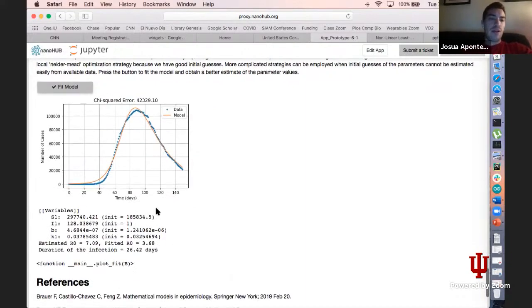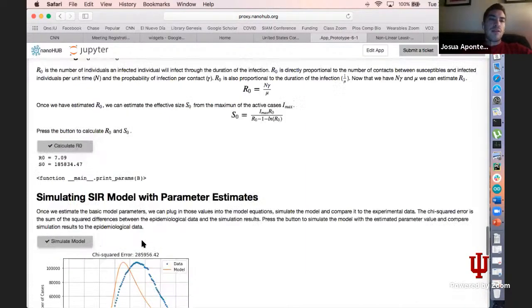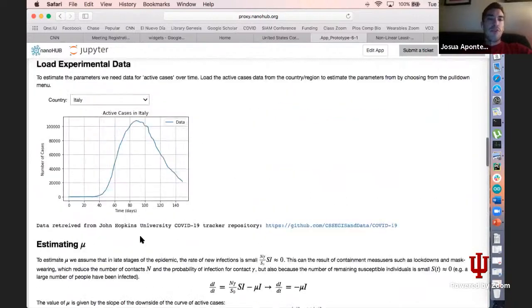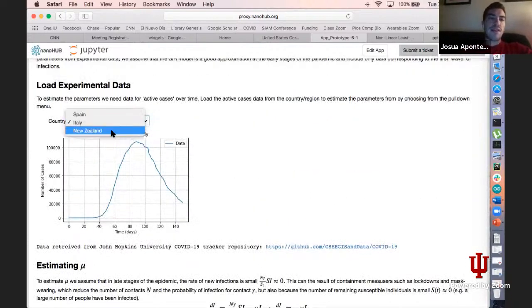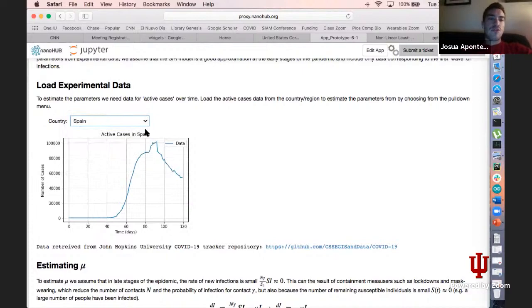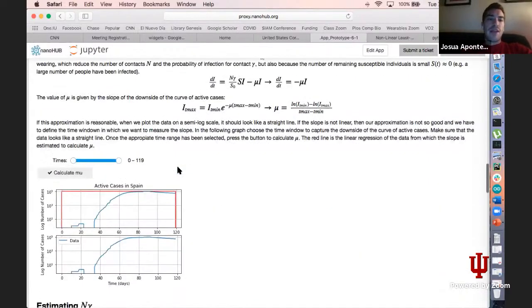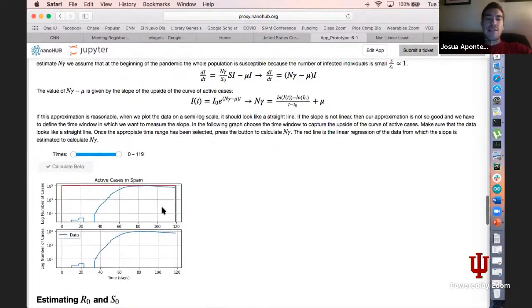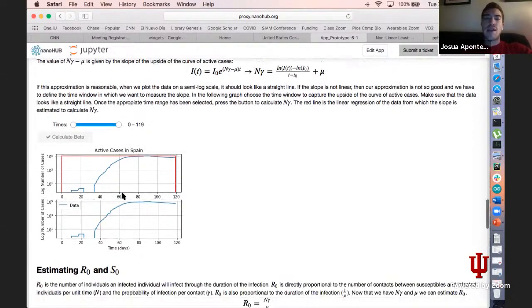So yeah, here it fits the model and then estimates. Let's say now the user wants to try a different data set, goes to Spain, then it updates the plots here, it resets them, and it resets the button, so the user has to recalculate all of this.